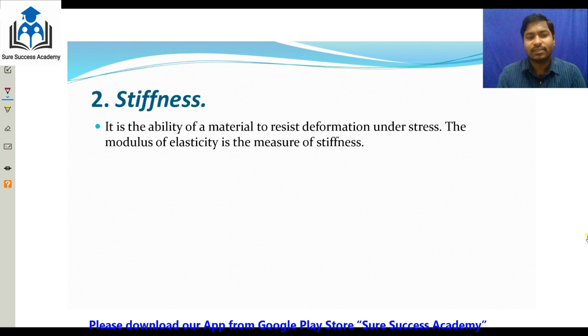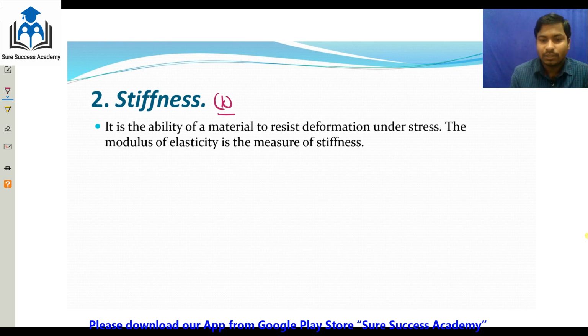What is stiffness? It is the ability of a material to resist deformation under stresses. The modulus of elasticity is a measure of the stiffness. Sometimes we denote stiffness by K. Stiffness is resisting the deformation, while strength is resisting failure. Here we are resisting the deformation.